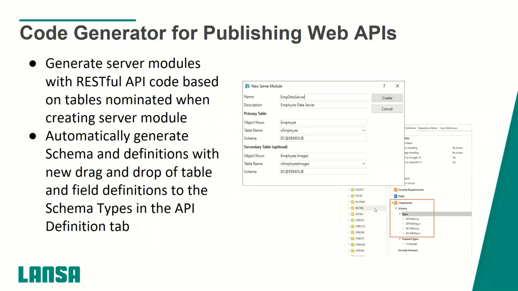Additionally, it'll automatically generate schema and definitions with a new drag and drop of the table and field to the schema types in the API definitions tab. And I'll be going over that in a very nice little demo that'll actually show you how much code is actually generated, as well as how we have commented out various parts of the code so that for new and existing users, you'll be able to see what is actually happening, the summary of what each API part does as well. Can I get the next slide?